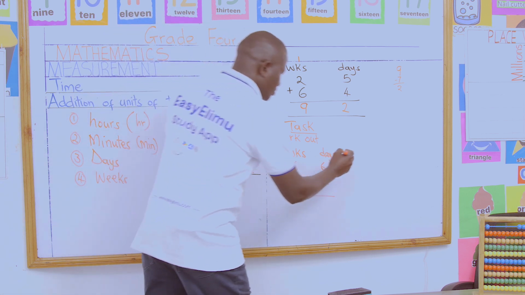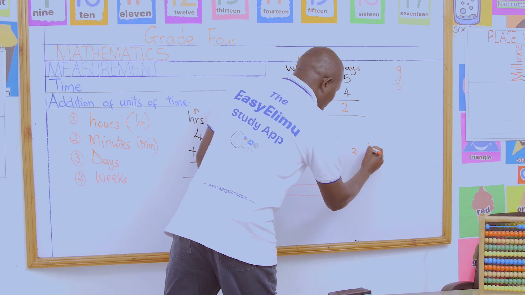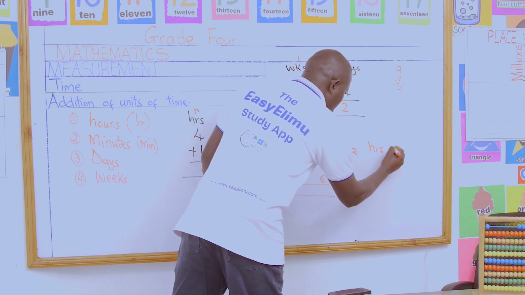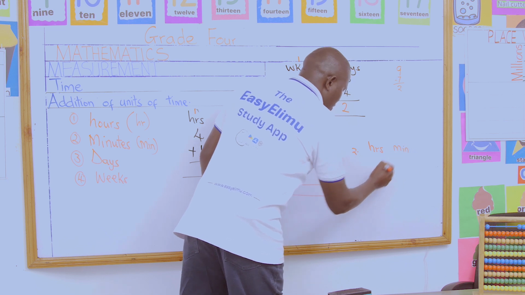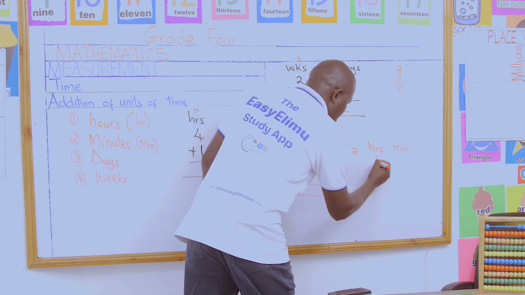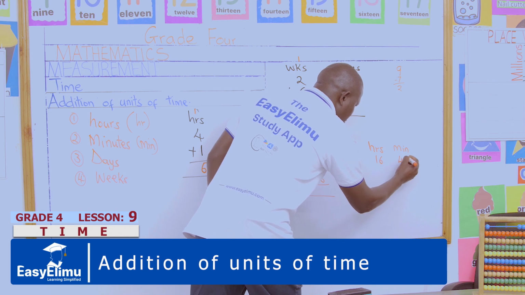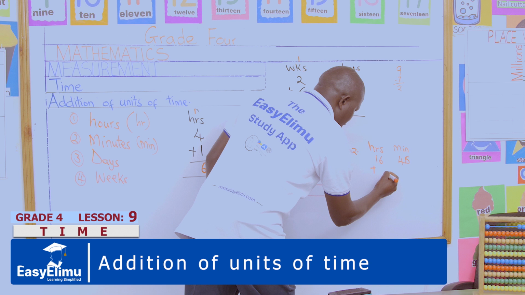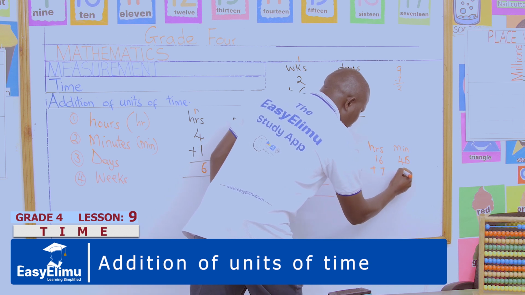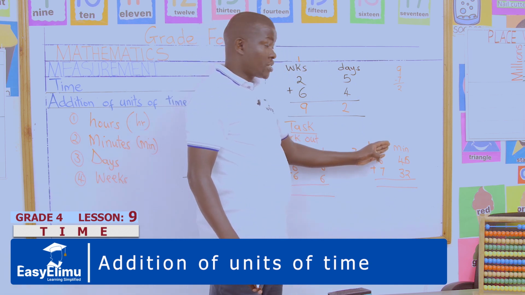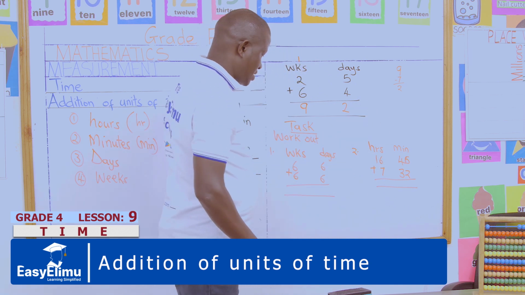Number 2, you have hours and minutes. So we have how many minutes, how many hours? 16 hours and 45 minutes. We are adding 7 hours and 32 minutes. Remember the same rule, when minutes go beyond 60, convert them to hours.